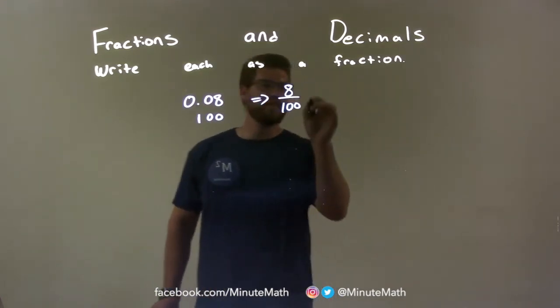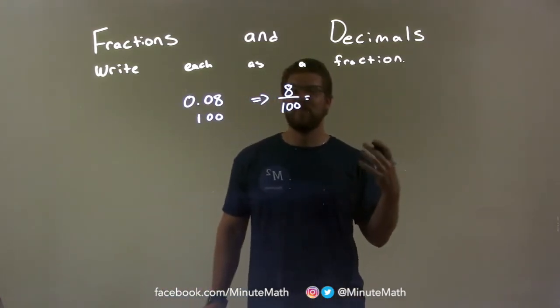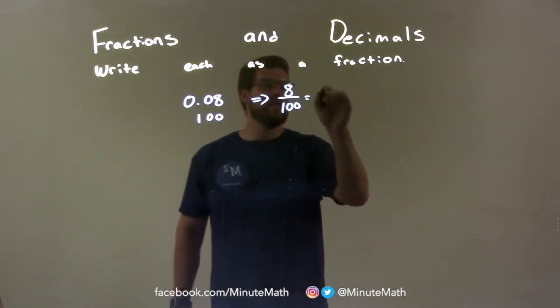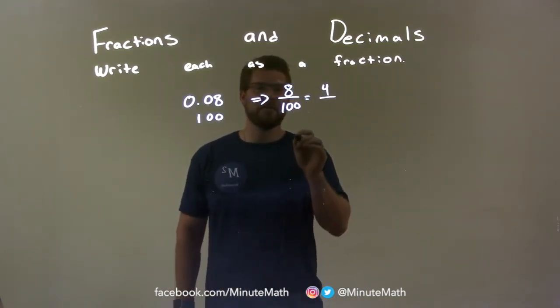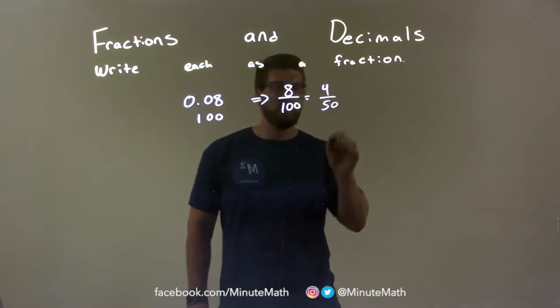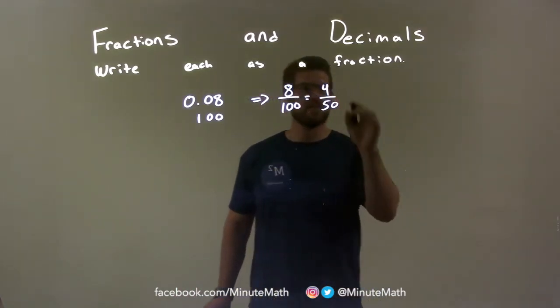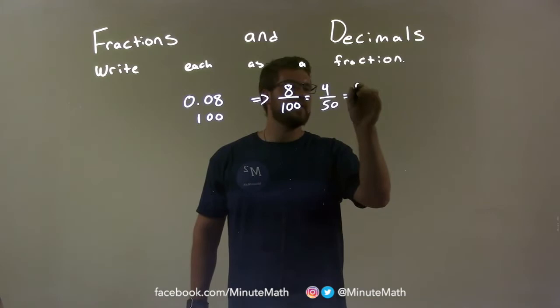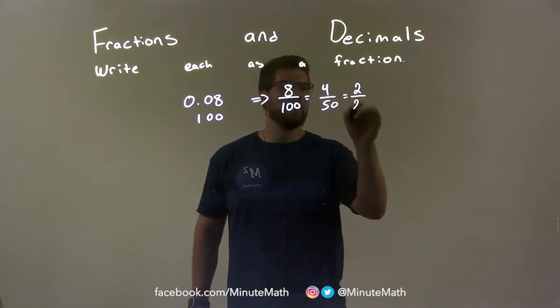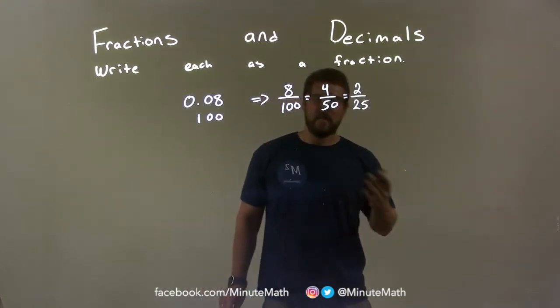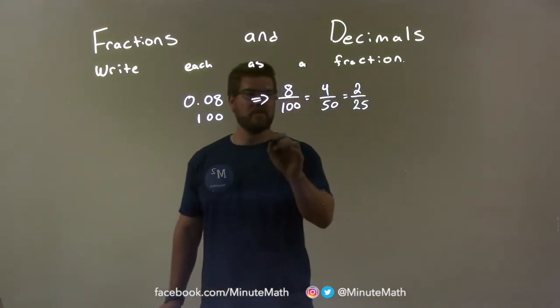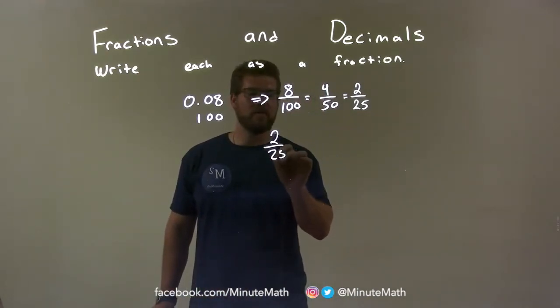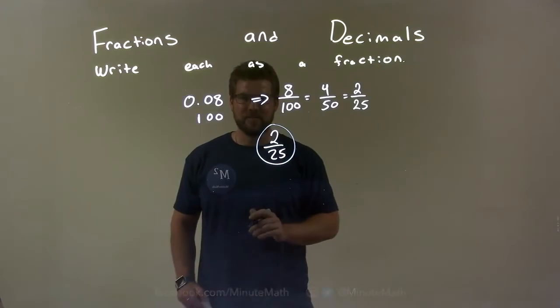Well, 8 over 100, I can simplify this because both are divisible by 2, okay? So 8 divided by 2 is 4, and 100 divided by 2 is 50. But both of these are also divisible by 2. 4 divided by 2 is 2, and 50 divided by 2 is 25. And after that, I can't simplify it anymore. And so 2 over 25 would be my final answer.